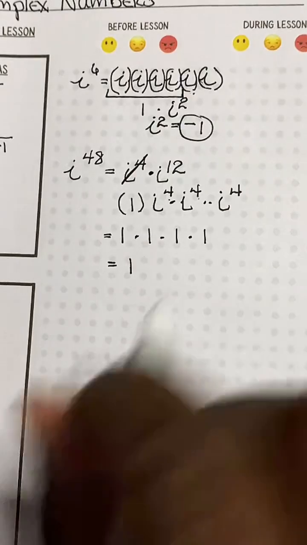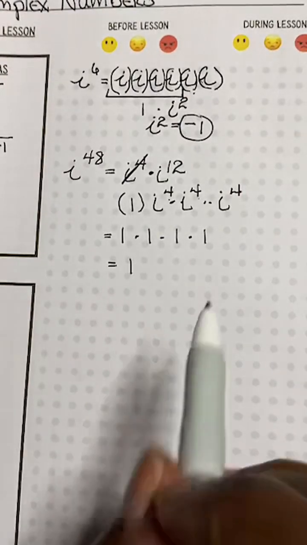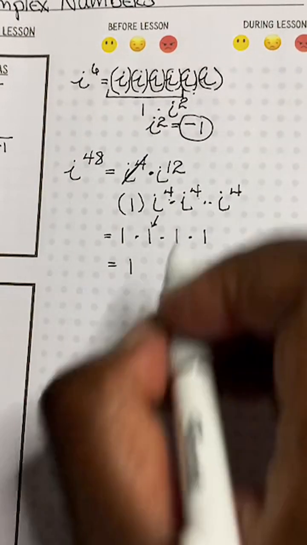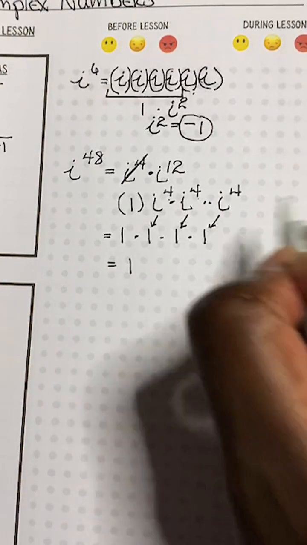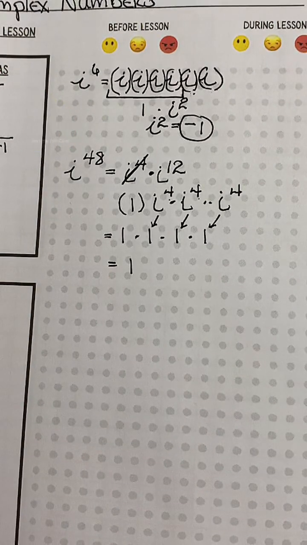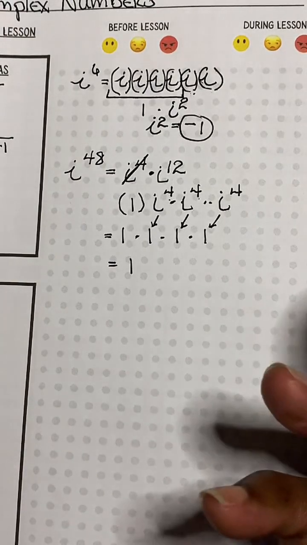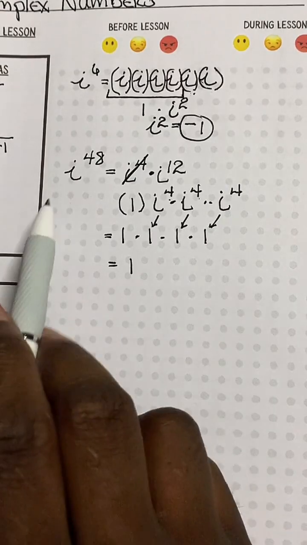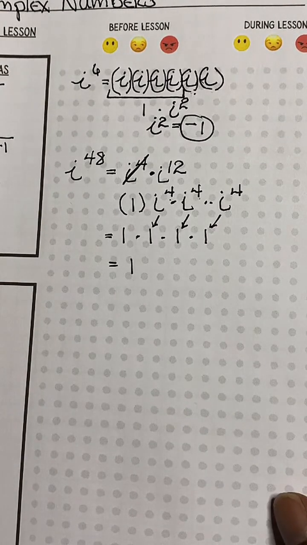But I just wanted to write it out like this. So now I can take a look. I have i to the 4th power, that's where this one comes from. i to the 4th power, that's how that one comes from. And i to the 4th power, that's how that one comes from. So now you can multiply all the ones. Have fun, because guess what it's going to give you? It's going to give you 1. So that means i to the 48th power is equivalent to 1.